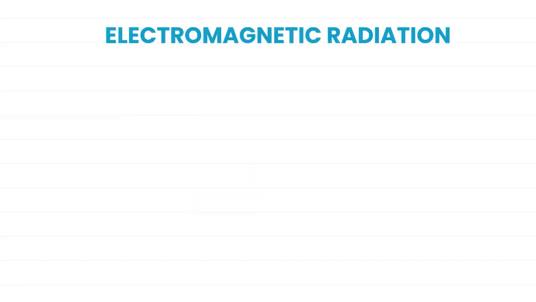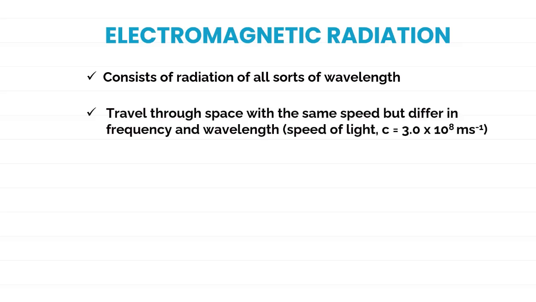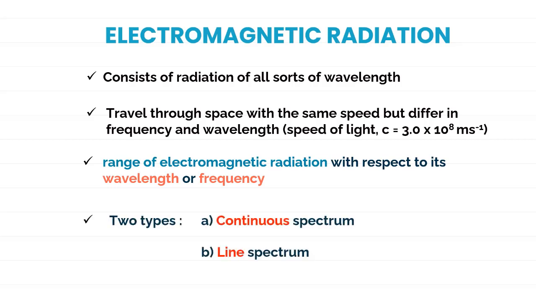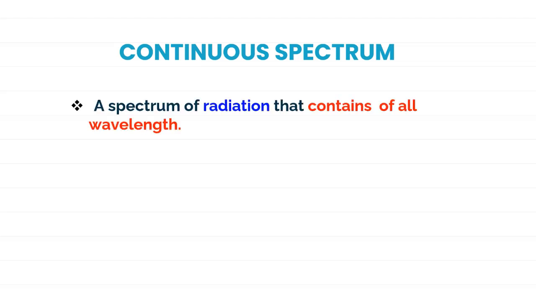Transitions of electrons from higher energy level to lower energy level will form radiations. The electromagnetic radiations consist of radiations of all sorts of wavelength, though they all travel at the speed of light, but their frequency and wavelength vary. The radiation range is made with respect to wavelength or frequency, resulting in two types of spectrum, continuous and line spectrum. Continuous spectrum is a spectrum of radiations that contains all wavelengths.